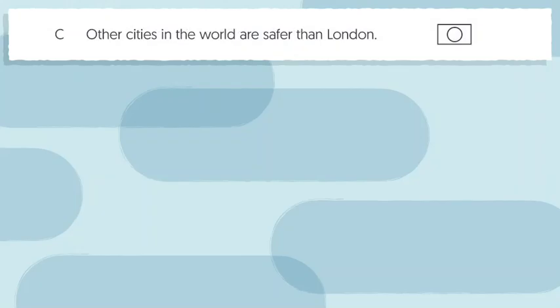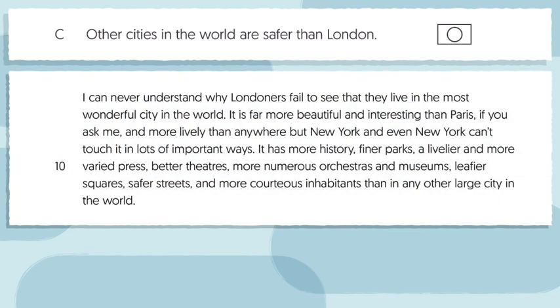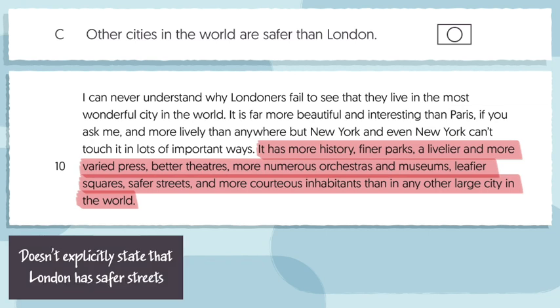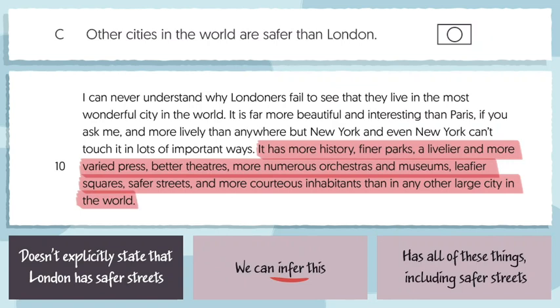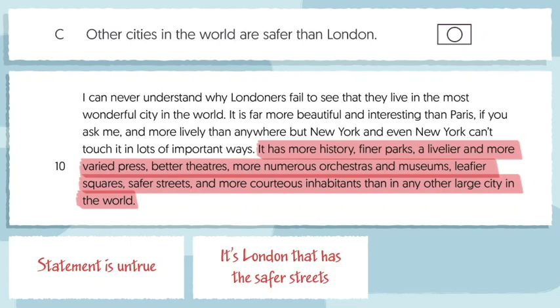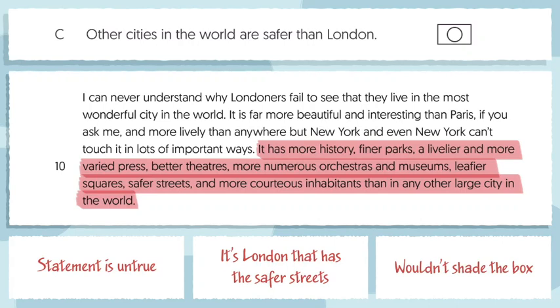Next, Statement C reads, Other cities in the world are safer than London. So, let's return to the source, which reads, It has more history, finer parks, a livelier and more varied press, better theatres, more numerous orchestras and museums, leafier squares, safer streets, and more courteous inhabitants than in any other large city in the world. Now, this part of the source doesn't explicitly state that London has safer streets than other cities, but we can infer this. It states that London has all of these things, including safer streets, which means that the statement is untrue. It's London that has the safer streets, not any other city in the world, so this statement is false, and we wouldn't shade the box.